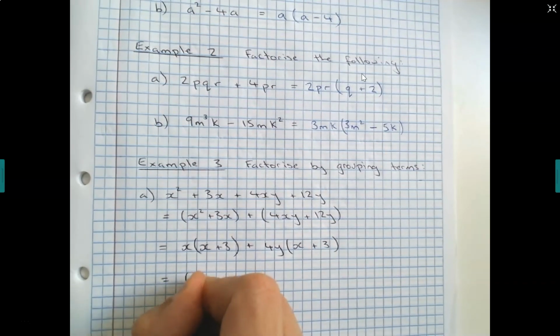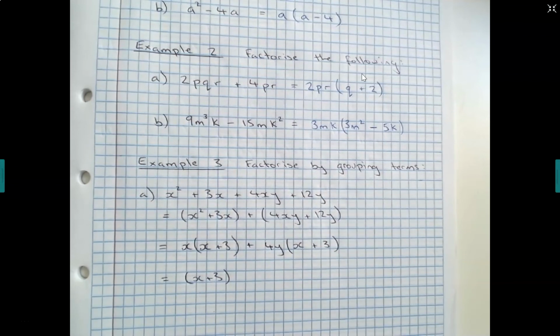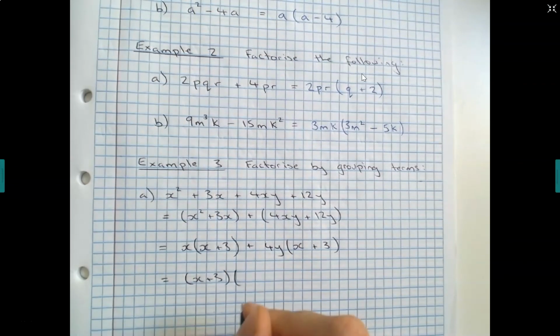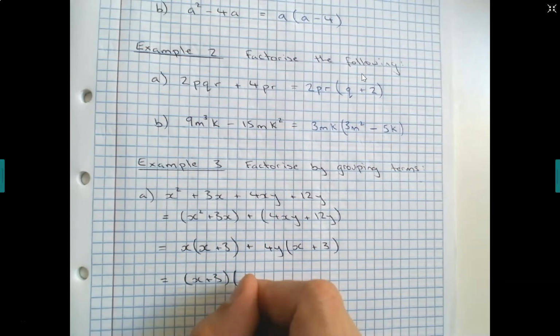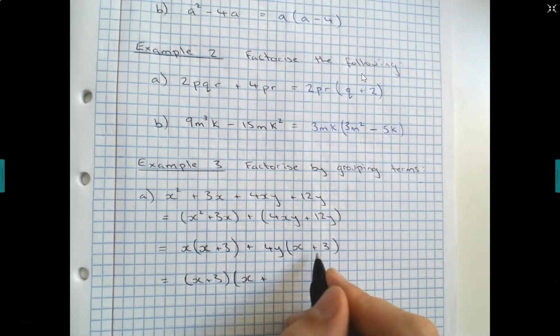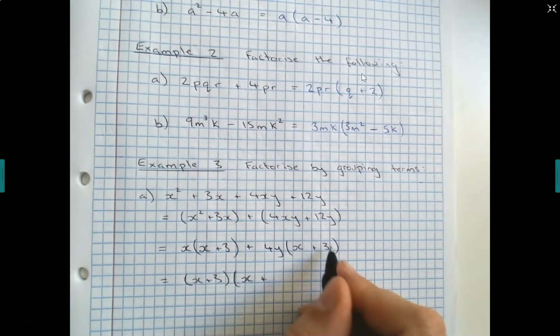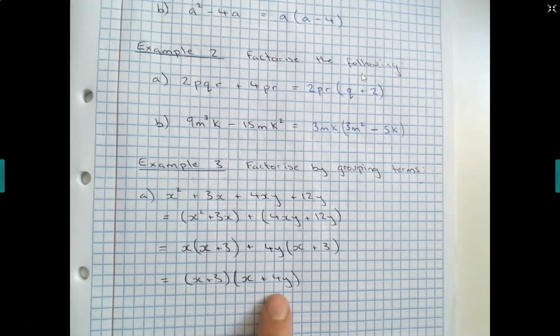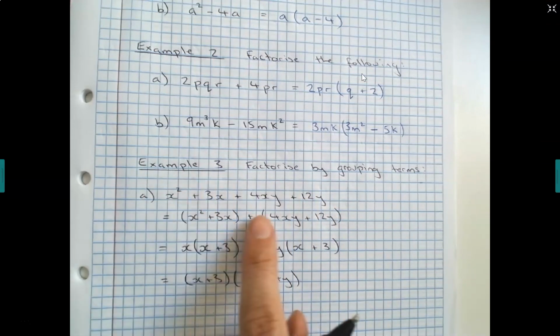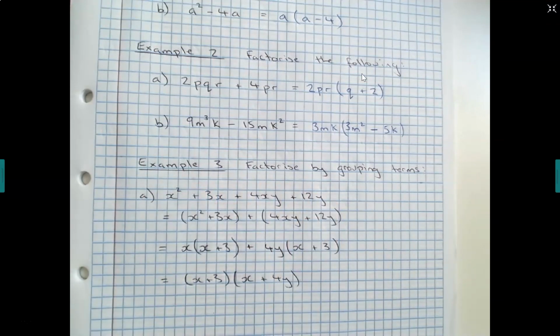Therefore, I can take x plus 3 as the common factor. And then, what would I have to multiply x plus 3 by to get this term here? I would have to multiply it by x plus, what do I need to multiply x plus 3 by to get this term? I would have to multiply it by 4y. And now you can see that I've fully factorized that initial expression, and if I was to use FOIL and expand the bracket, I would find myself back in that original expression.